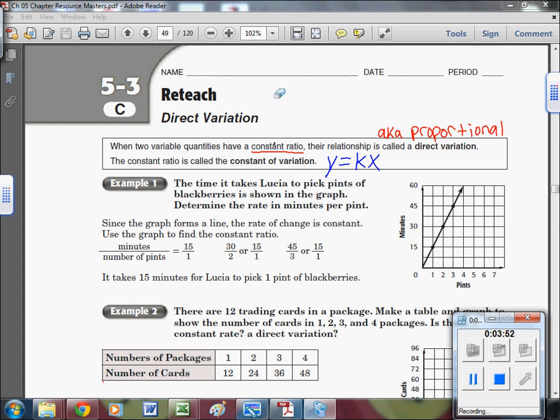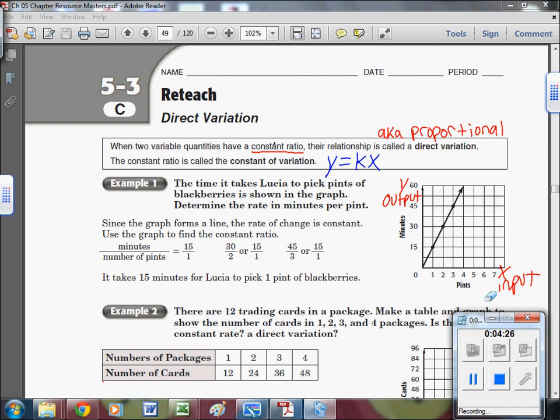All right, so now let's take a look at this example for a moment. It says the time it takes Lucia to pick pints of blackberries is shown in the graph. Determine the rate in minutes per pint. If you look at your graph, minutes is your y-axis, your output. All those things mean the same thing. So your y or your output, and pints is going to be your x or your input. So they're asking minutes per pint. So that's output per input, or y per x, or change in y over change in x, change in output over change in input.